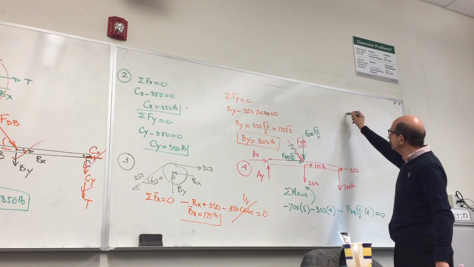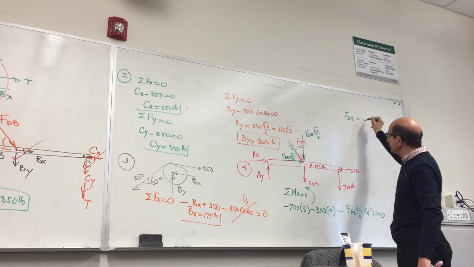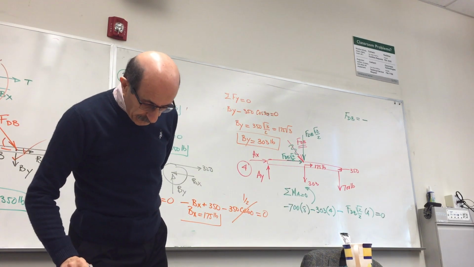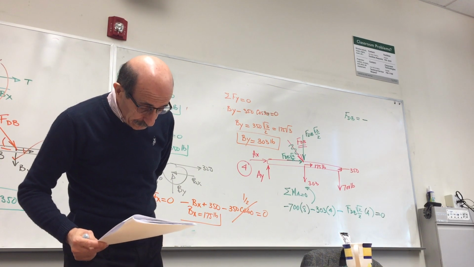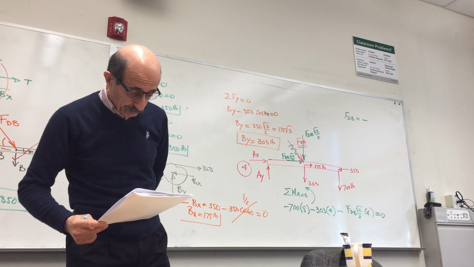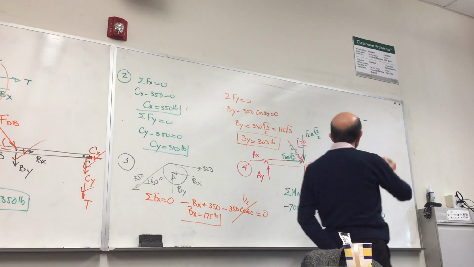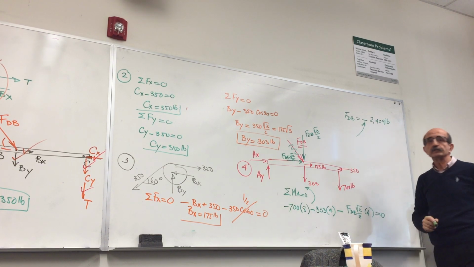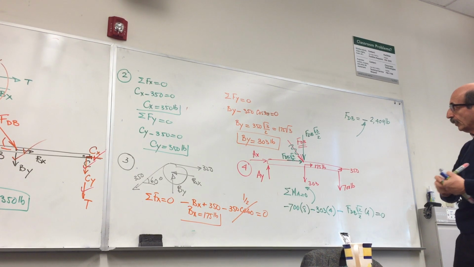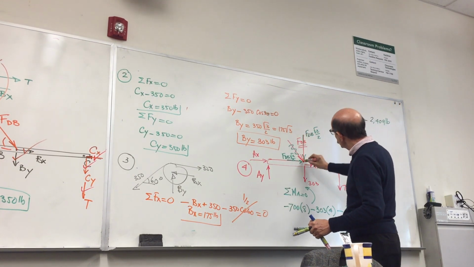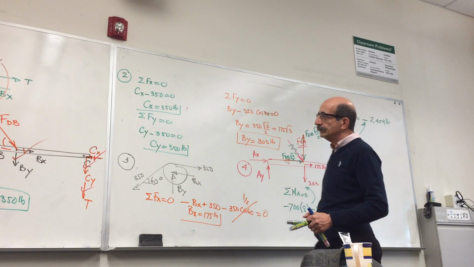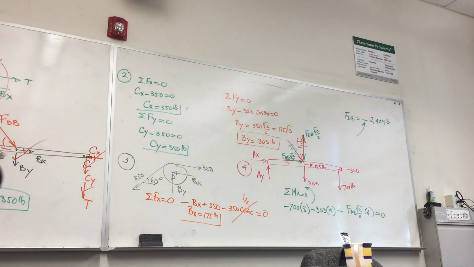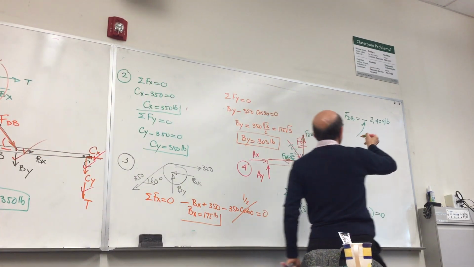So you get FDB comes out to be a negative number, and I have the answer here. FDB comes out to be 2,409 pounds, negative. That means the assumed direction is wrong. So I just have to change these directions, and that means this is like this, right? And that's it. So that would be the force.